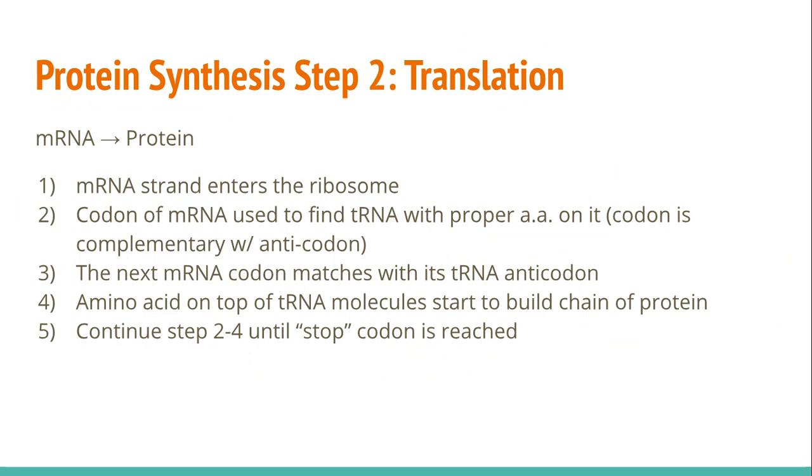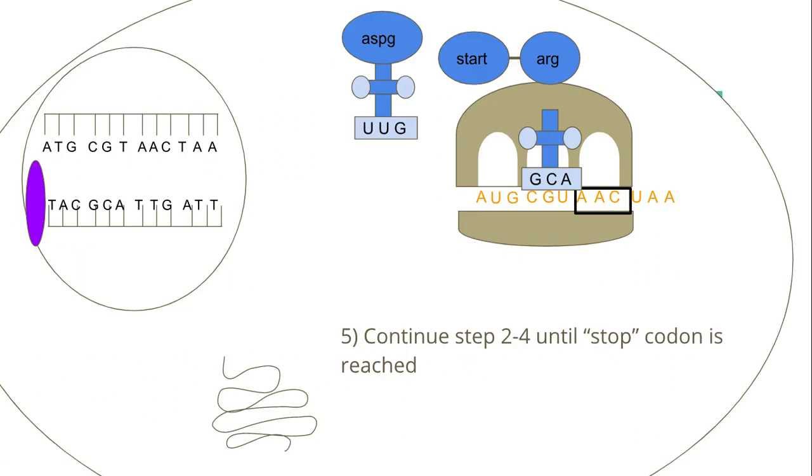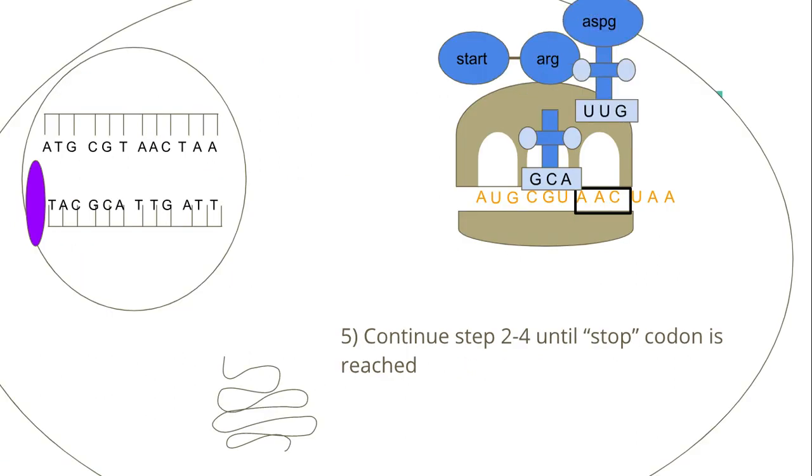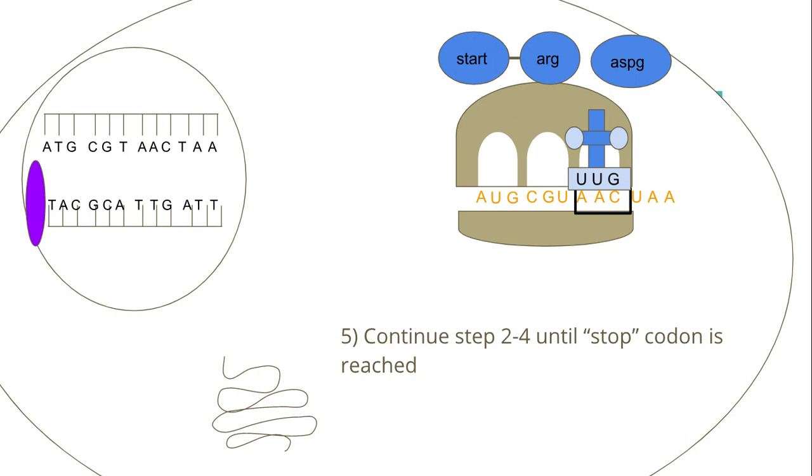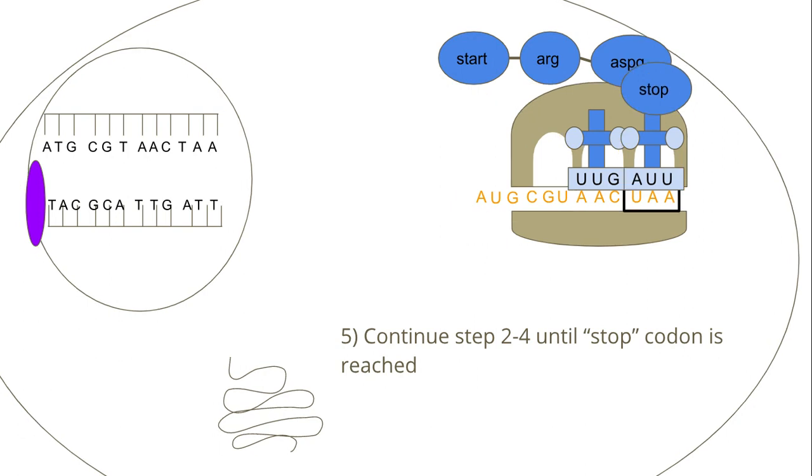We continue steps 2 through 4. So using codons to find tRNA to get the proper amino acid and keep matching. We do that until all of our chain is used up or we reach something called a stop codon. So here we go. We matched asparagine using AAC, brought it over with the UUG. It goes, attaches itself to the amino acid chain. We're building a protein. And then everything shifts over so we can read the next codon, UAA. And again, we now reached our stop codon, and there is our protein.